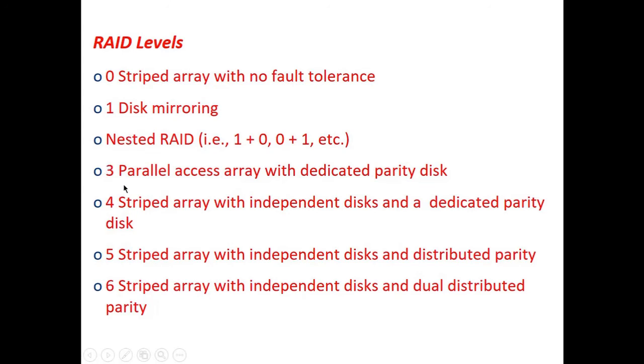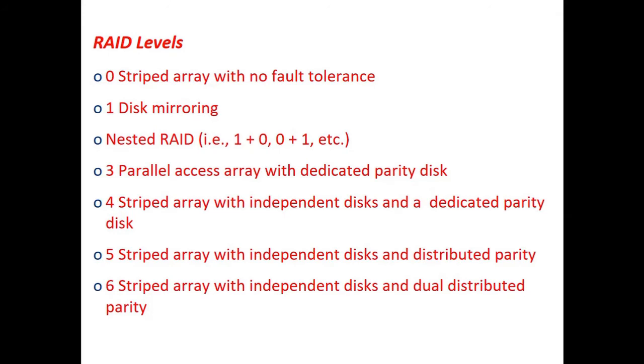Then you have RAID 3. RAID 3 offers a parallel access array with a dedicated parity disk. We have a separate disk for storing the parity values, and data can be accessed parallelly across an array of physical disks. Then you have RAID 4, a striped array with independent disks and dedicated parity. Here individual disks can be accessed independently. That is the speciality of RAID 4.